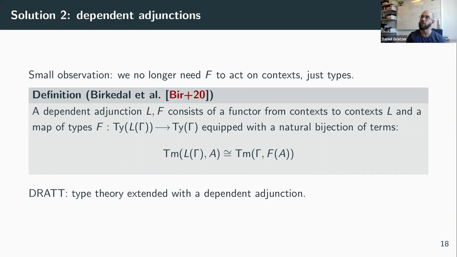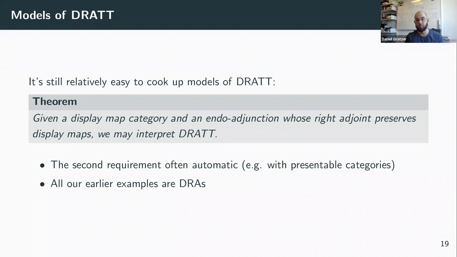And the first thing to notice is that it's still pretty easy to cook up models of DRAT. We can refine the theorem we had earlier with the calculus of delayed substitutions. And instead of just asking for a map F, which preserves display maps and pullbacks, we're just asking for a right adjoint, which preserves display maps. The pullback preservation is now automatic. And I'll note that the preservation of display maps in typical semantic cases where you're considering all small families, it's often automatic. With presentable categories, you can sort of wiggle out of it with an argument about accessibility.